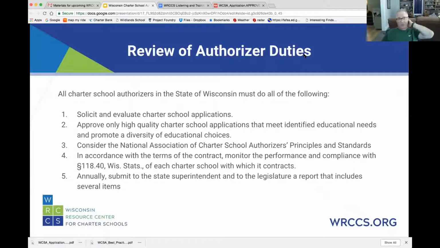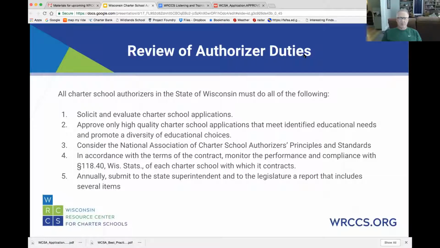The duties of an authorizer, and this is by state statute, involve these 5 things, and that is all authorizers, all school districts and approved authorizers by legislative initiative should solicit and evaluate applications somehow and approve only the high quality ones that are meeting those needs of the students that have been identified or students with the needs in the district that would fit the model and mission of the school.